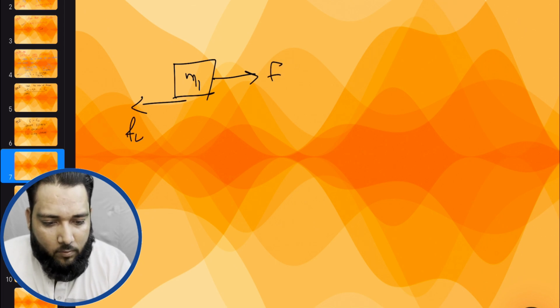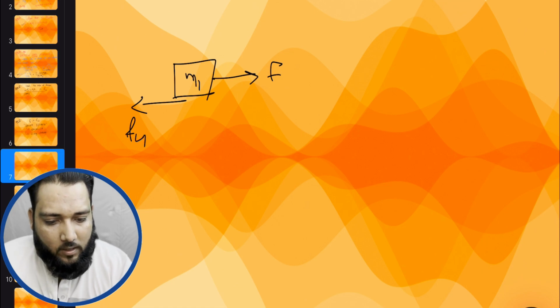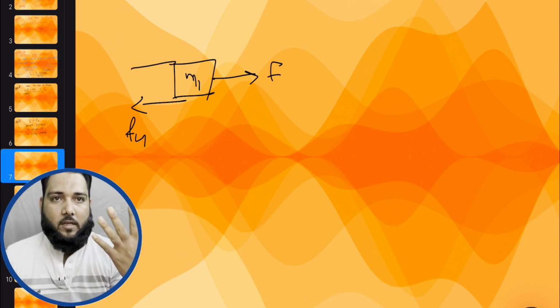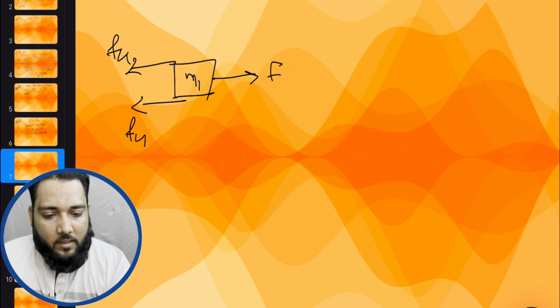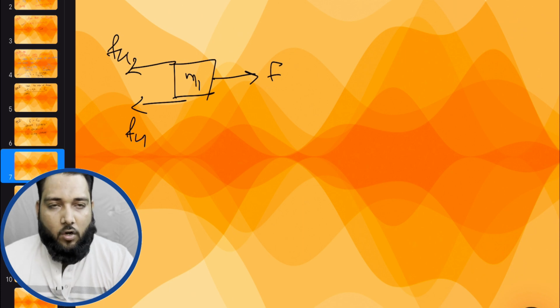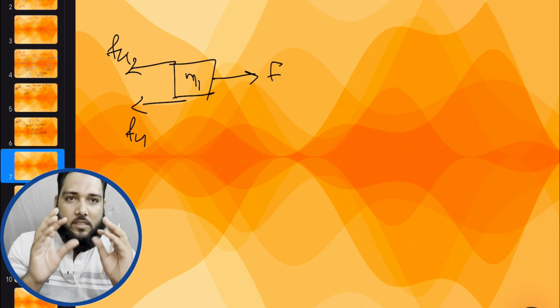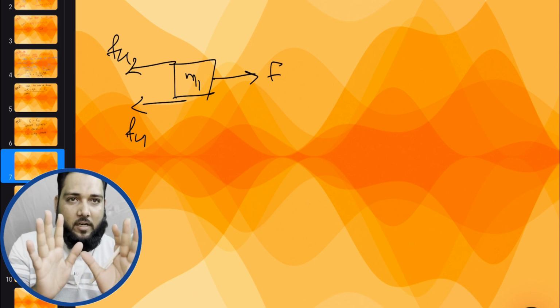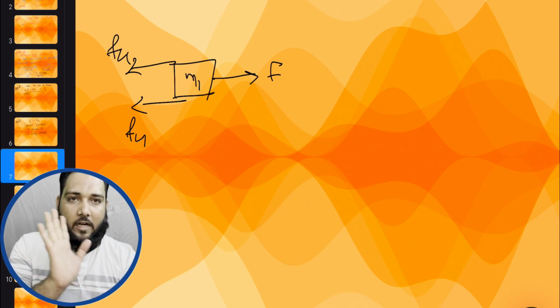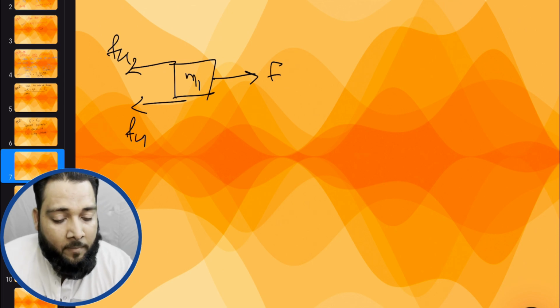This is F. Now to move this block, F should overcome the friction by the ground and the friction by the bodies. Again, this will be overcome, or we can say both frictions will achieve their maximum limiting condition. In that case, the sliding will start. Are you getting my point?